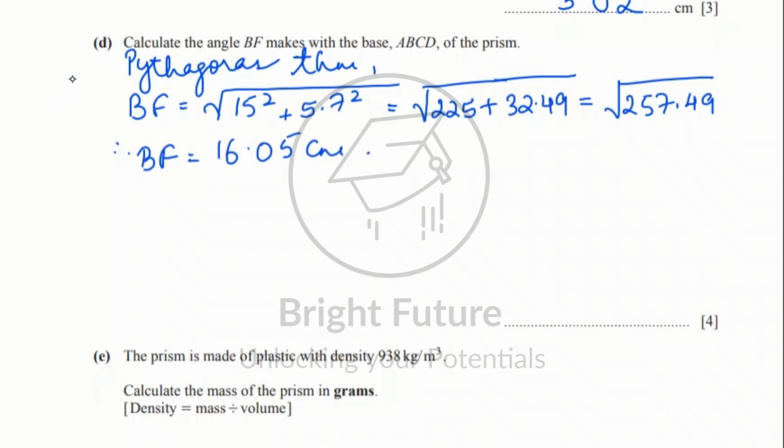This is your step 1. So we got the hypotenuse as 16.05. This is given to you as 3.02. This is 90 degree. Now we have to find out this angle.